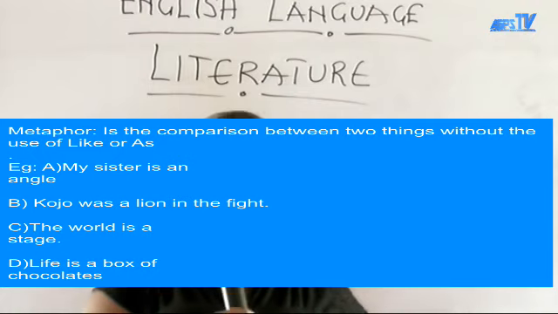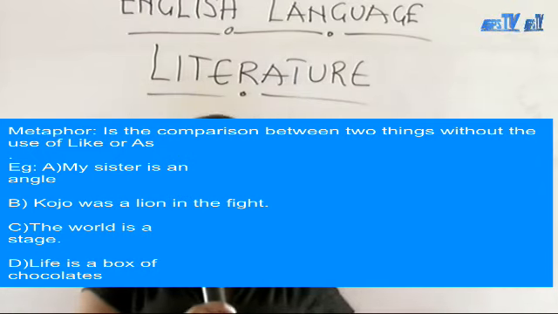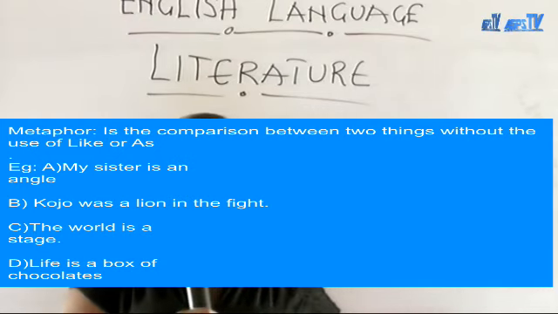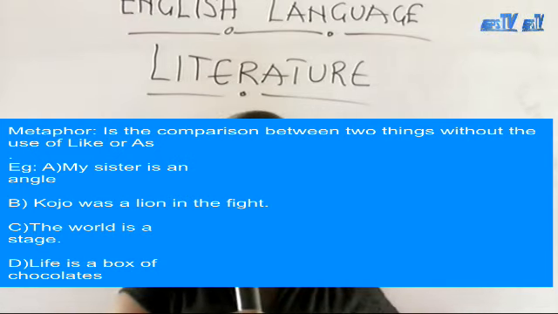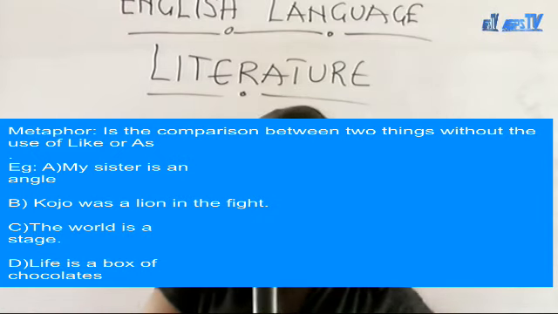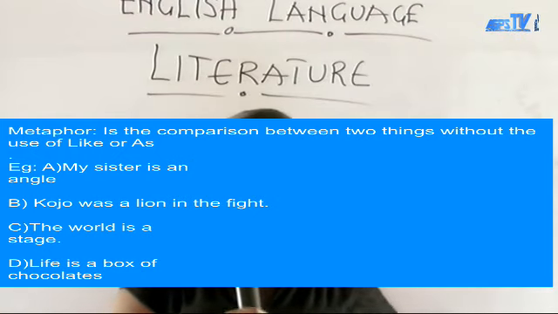My sister is an angel. Here, the sister is being compared to the trait of an angel, the character of an angel. So here we are comparing two different things, an angel and a human being. We are comparing them, but here we have no as or like.